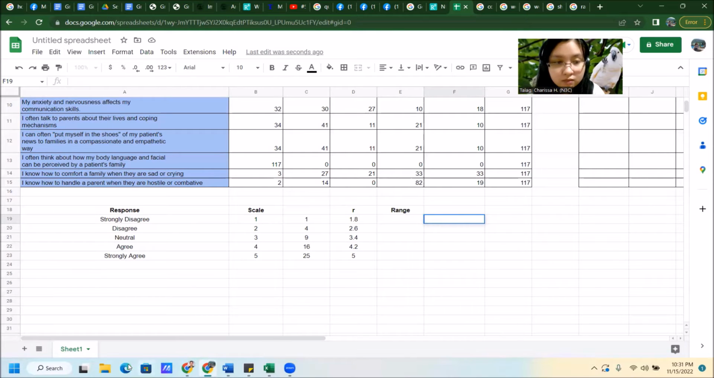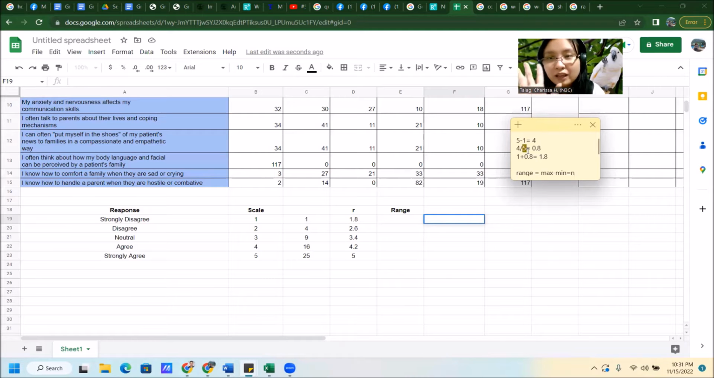This is the raw computation for clarity. 5 minus 1 is equal to 4. And then, 4 divided by the 5-point Likert scale. 4 divided by 5 is 0.8. 0.8 is our x. X is our constant. So, 0.8 is our constant. We took the constant value because we will use it to compute the range. There's a shortcut, but this is the long cut.